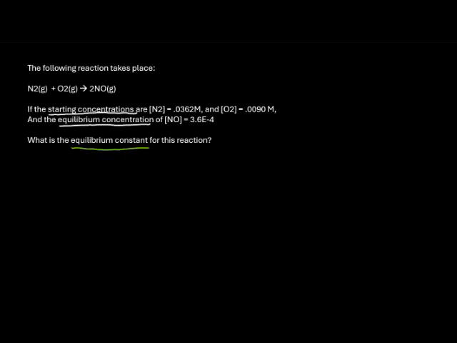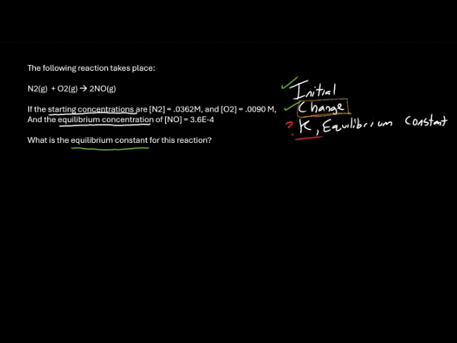equilibrium constant. Remember that anytime you do a reaction table problem, there are three pieces of information involved: the initial concentrations, the change, and the equilibrium constant itself. In this problem, the starting concentrations are provided, so we have the initial. We'll be able to find the change based on the equilibrium concentrations. But what we don't know here is the equilibrium constant. That's going to be our goal for this question. Let's begin constructing the table.